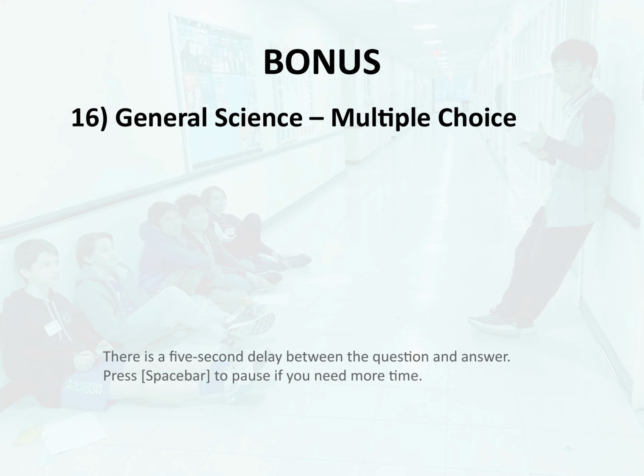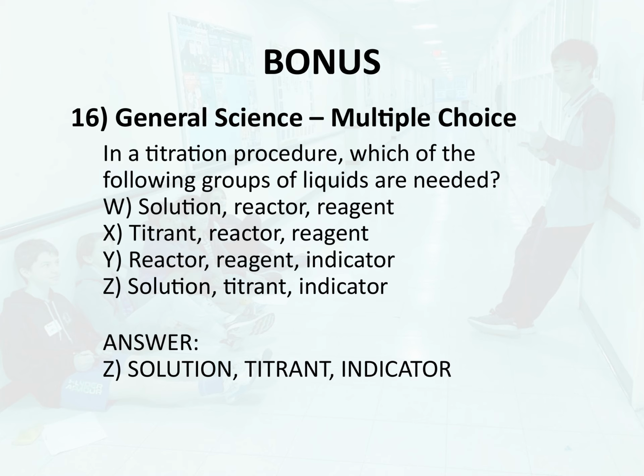Bonus 16. General science, multiple choice. In a titration procedure, which of the following groups of liquids are needed? W. Solution, reactor, reagent. X. Titrant, reactor, reagent. Y. Reactor, reagent, indicator. Z. Solution, titrant, indicator. Answer. Z. Solution, titrant, indicator.